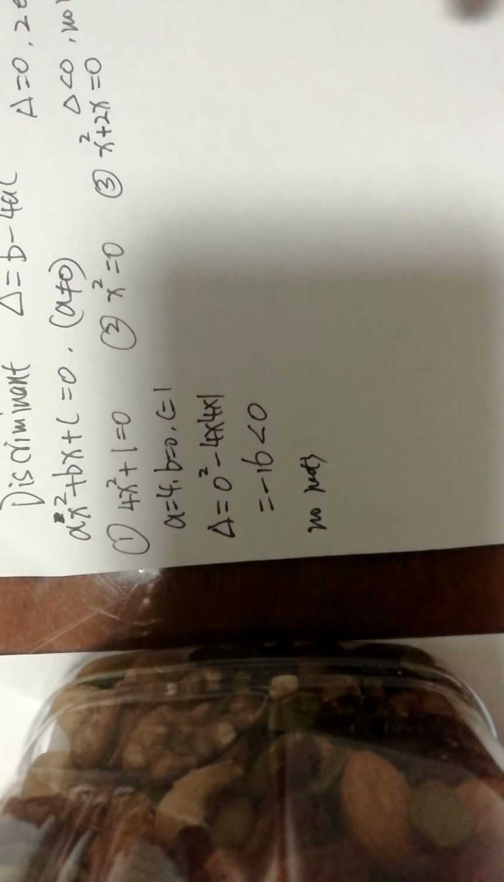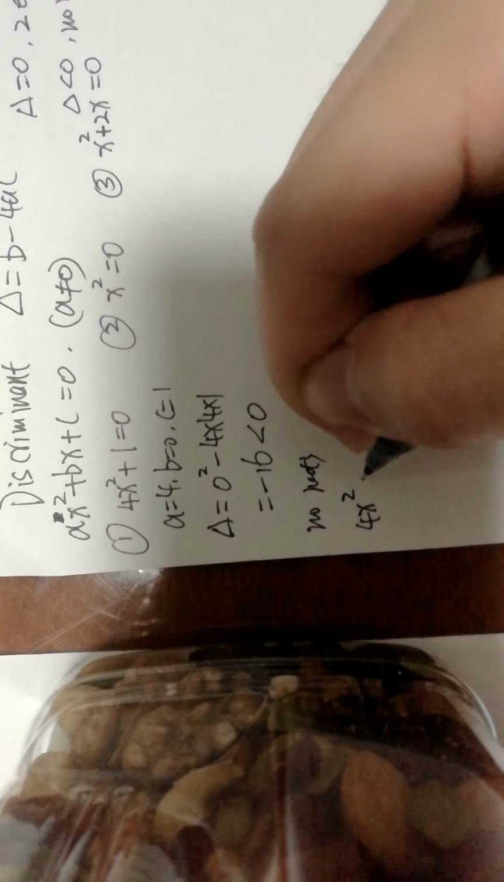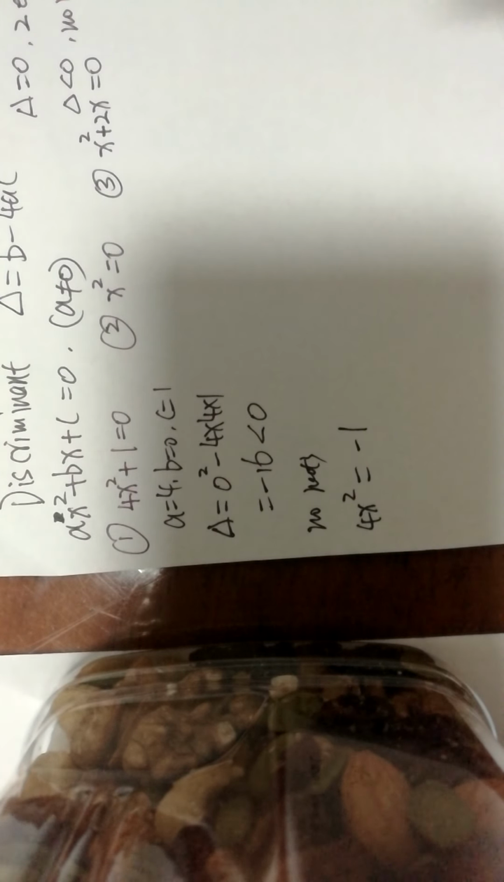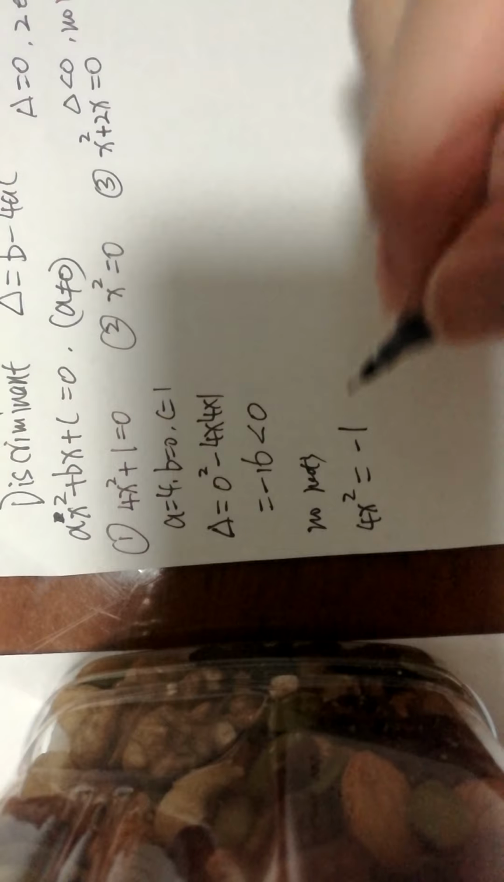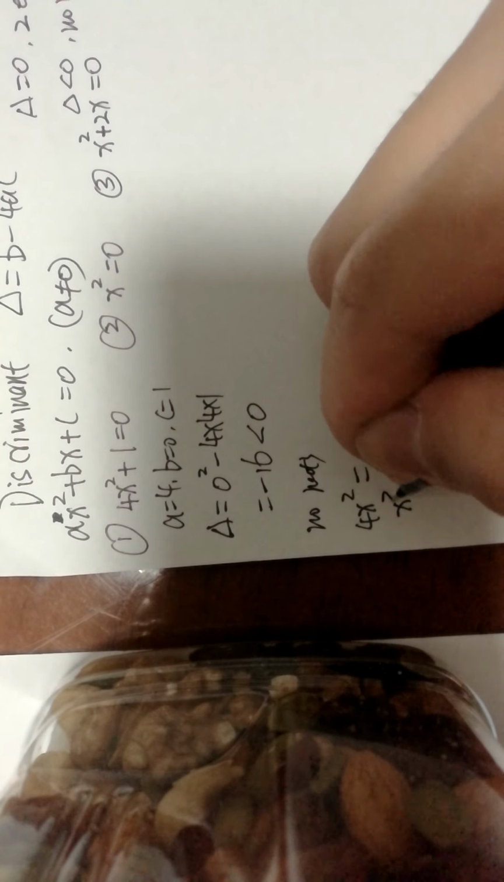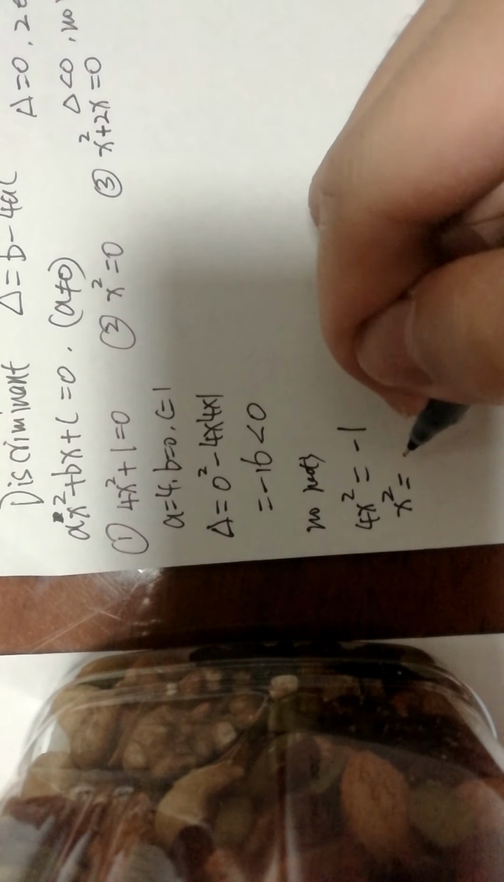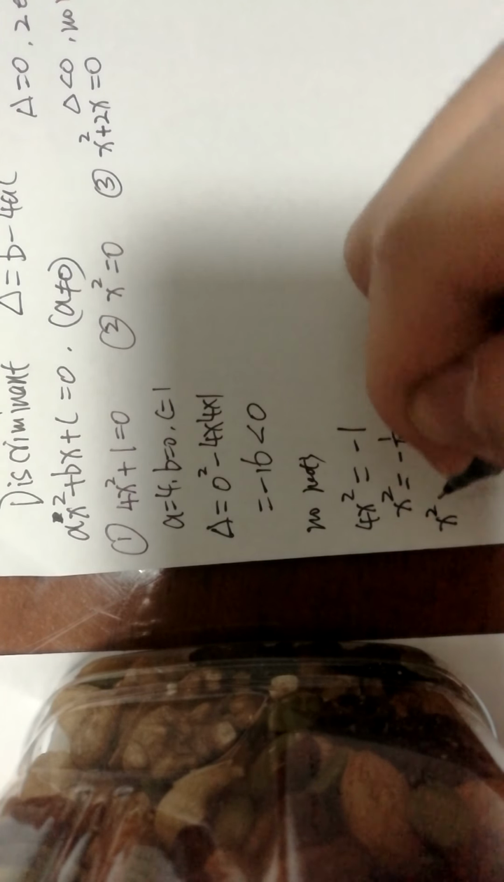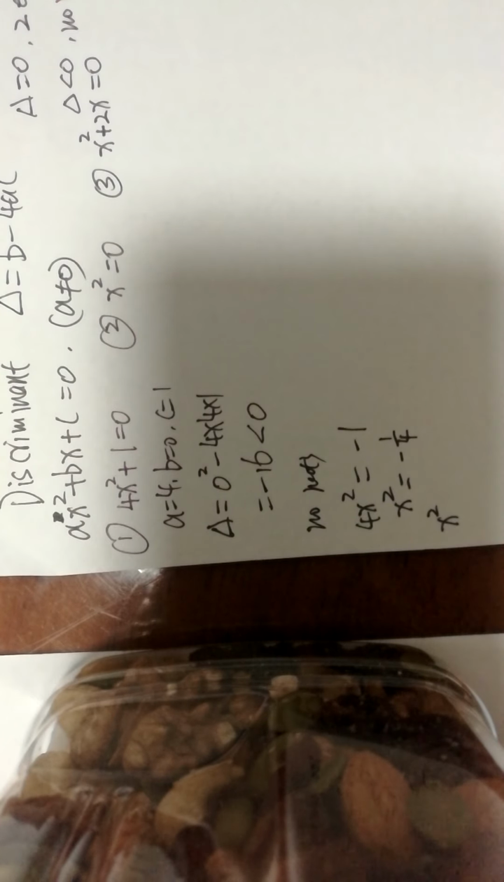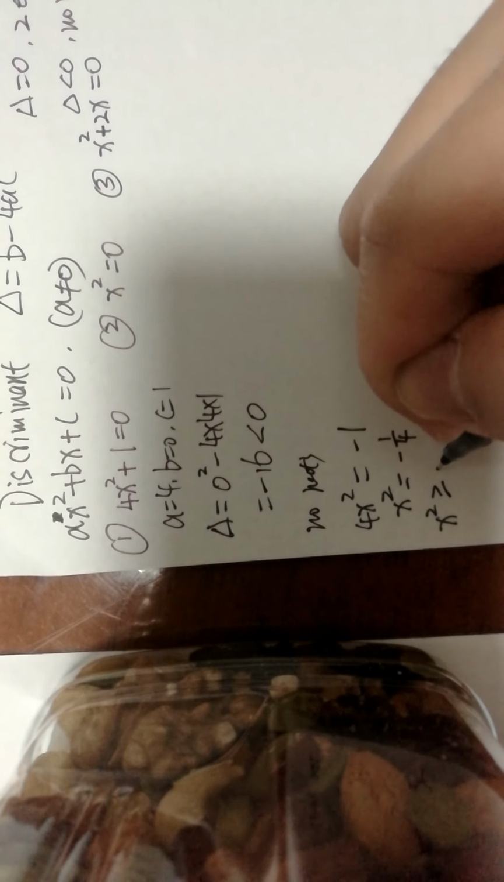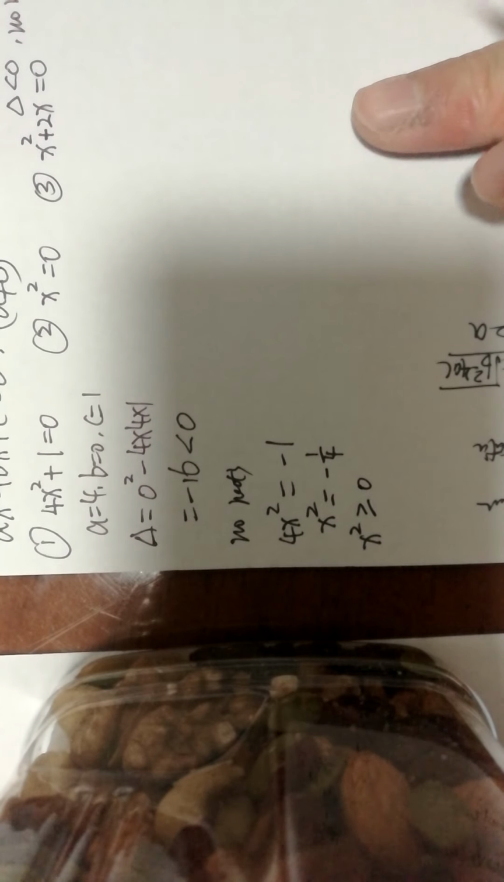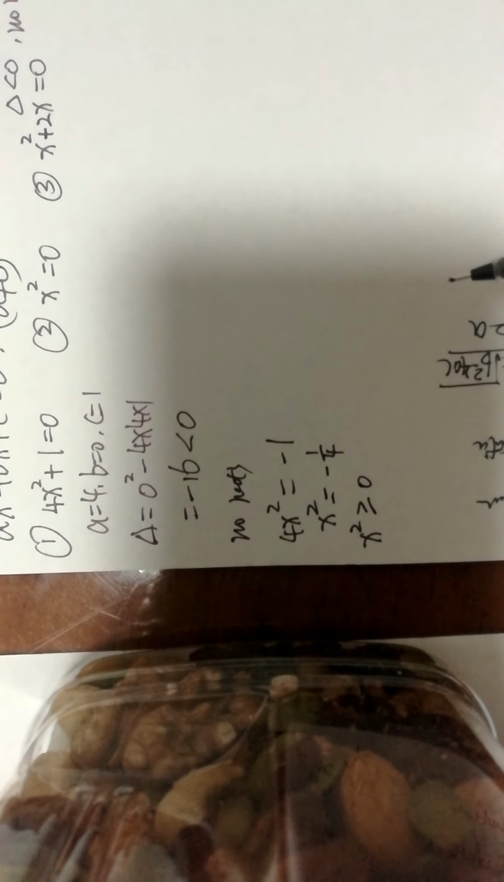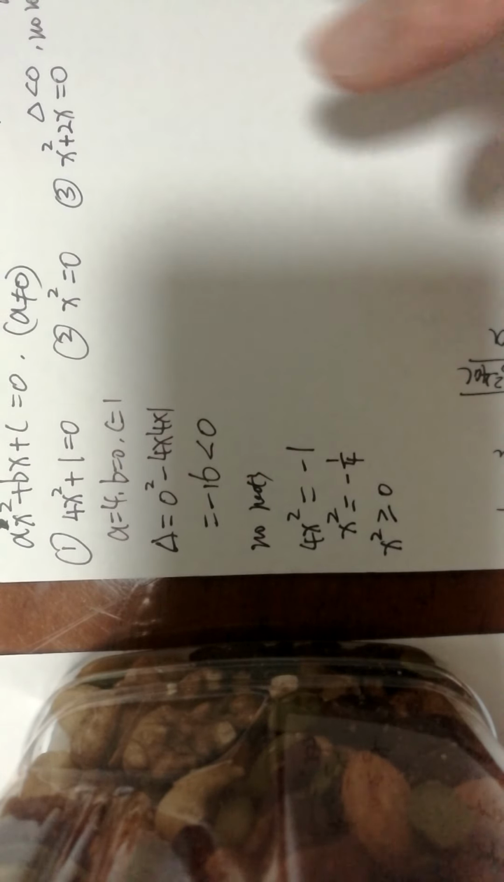We can also take it this way. 4x squared can be equal to negative 1. We can simplify a bit, so x squared equals negative 1 over 4. Remember, everything that is squared should be greater than or equal to 0. But on the right hand side, it's less than 0, which means it doesn't make sense. In this way, you can also tell that there's no root for this equation.